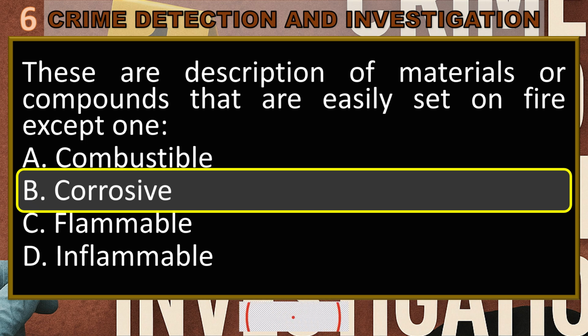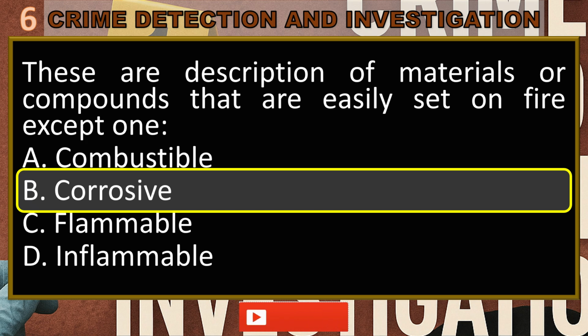Reason for the chosen answer, B. Corrosive. Corrosive materials are substances that destroy or irreversibly damage living tissue or materials on contact, for example acids or bases. They are not related to catching fire, and thus do not describe materials that are easily set on fire, which makes it the correct exception.